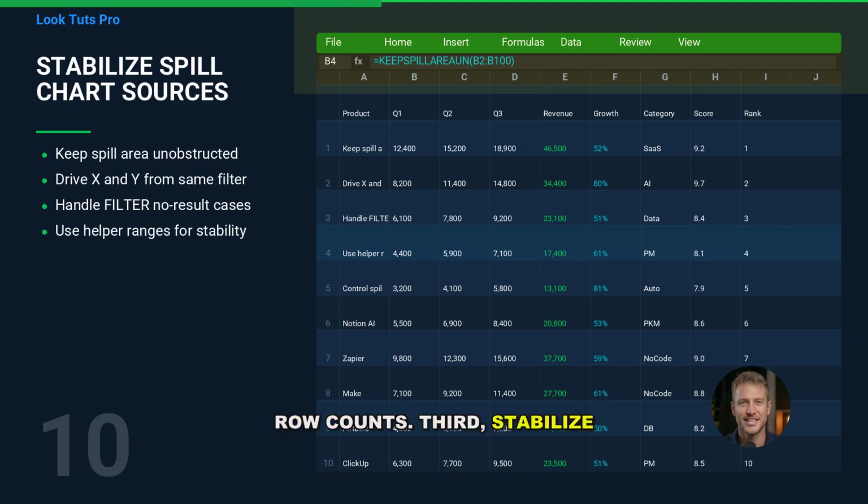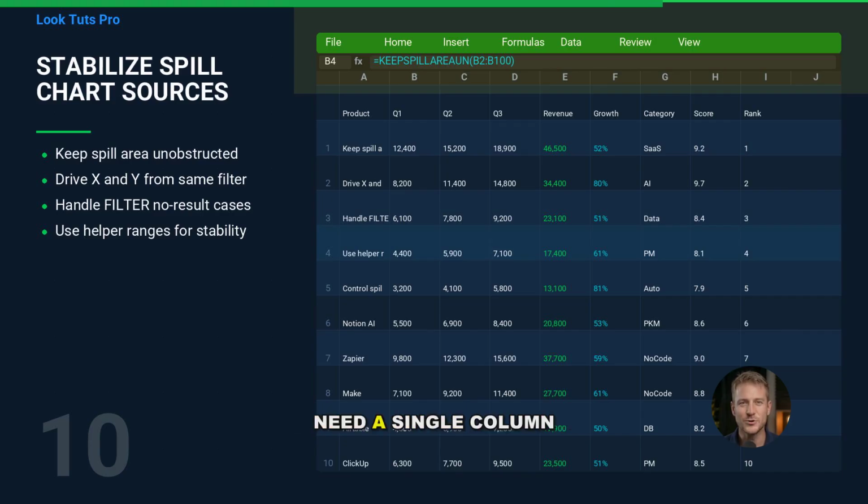Third, stabilize empty results. Filter can return no results, and then your spill range might become a single-cell message. Charts don't like that. A better approach is to return blanks of the expected shape, or to wrap the chart source in a helper range that always has a predictable structure.